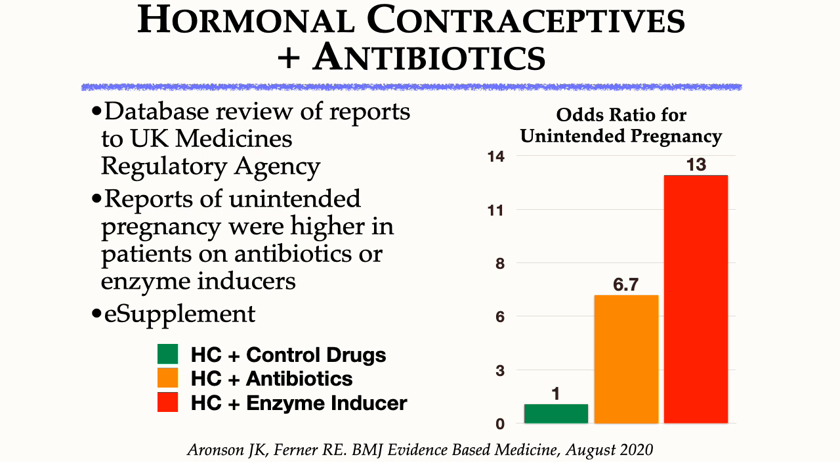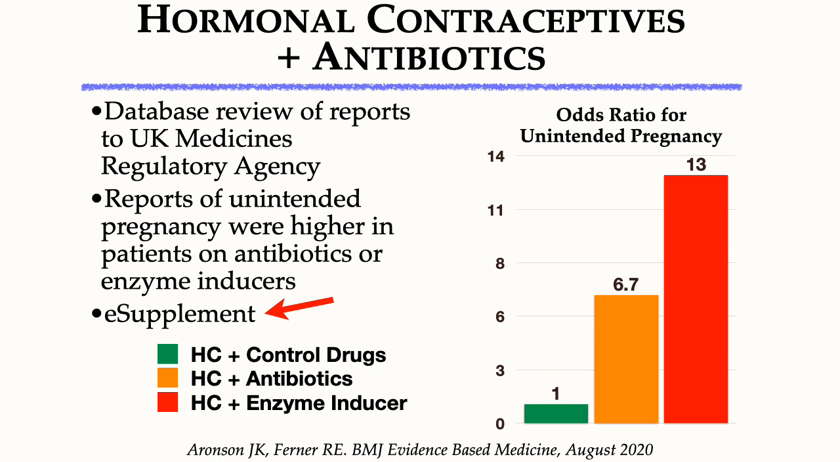Antibiotics, the odds ratio was 6.7, and enzyme inducers like rifampin 13. Now everybody agrees on that red column. Nobody disputes that. If you give enzyme inducers, it reduces the efficacy of oral contraceptives. But almost more important than these results, these results don't prove there's an interaction, but they certainly make it at least possible. But the E supplement was one of the most important aspects of this study because they assessed virtually every study that has ever been published on this interaction and critiqued it.